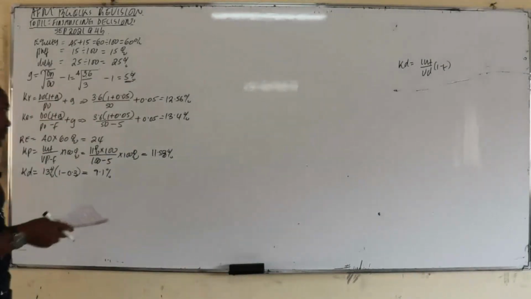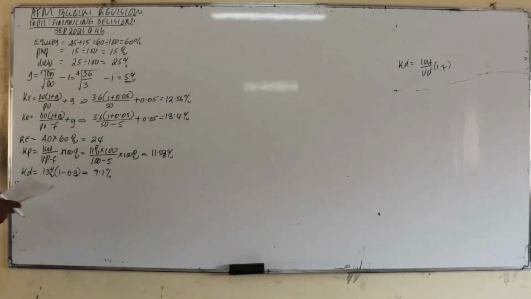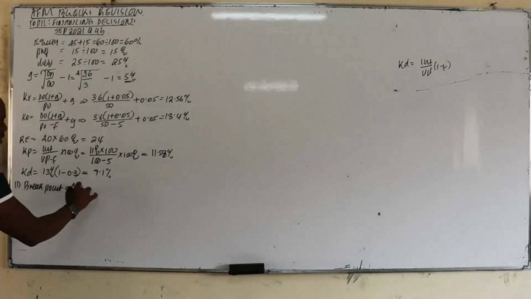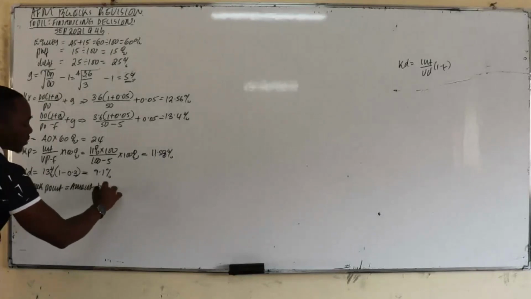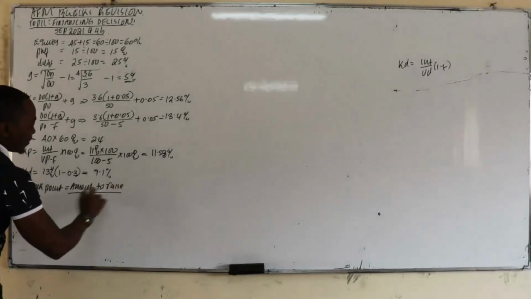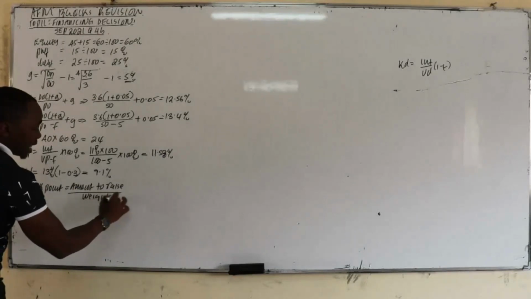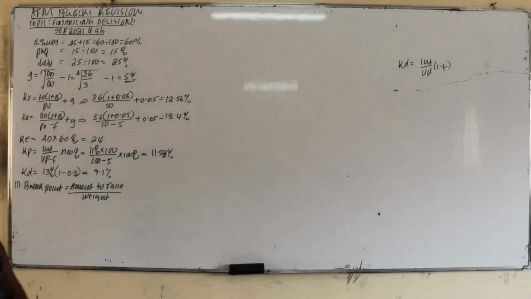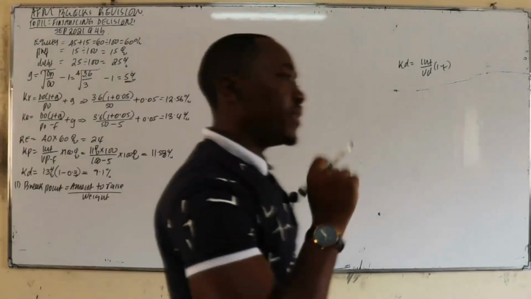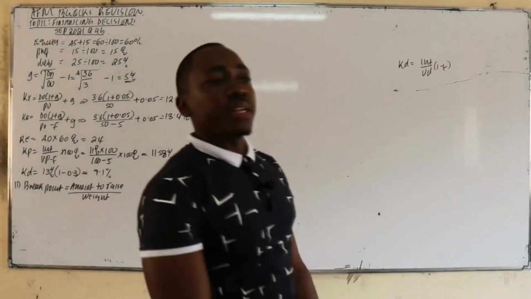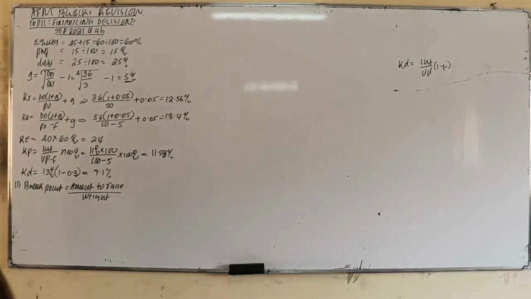Required, number 1. Calculate the breakpoint in the marginal cost of capital. To get the breakpoint, you take the amount raised from a given source of capital and then divide by the weights. When determining how many breakpoints to compute, it depends on the specific amounts given. You're not given for the debt, you're not given for the preference. For the equity, you are given the retained earnings. So the only breakpoint you can compute is for retained earnings.